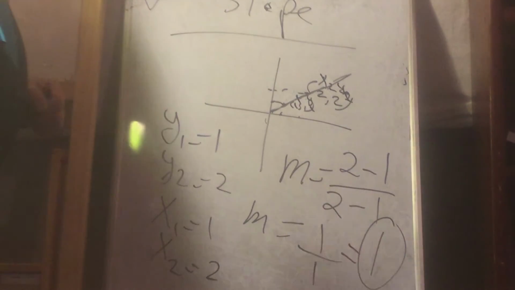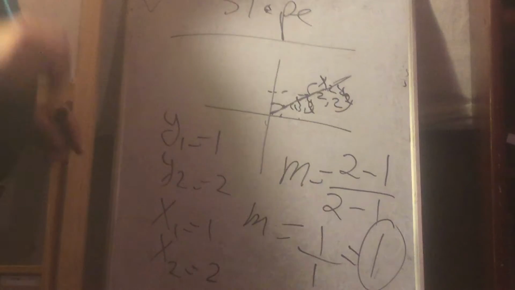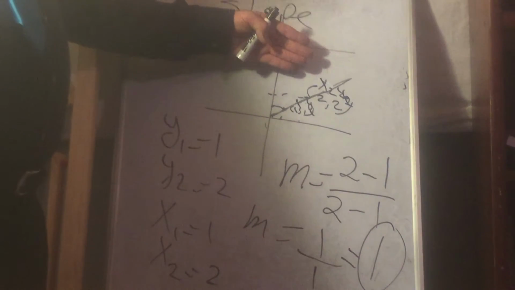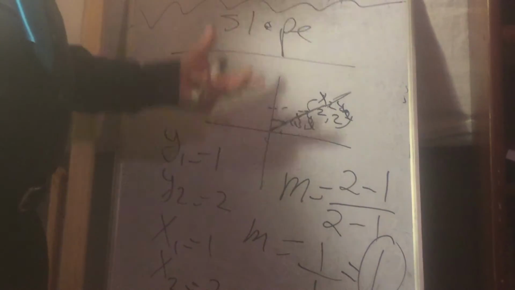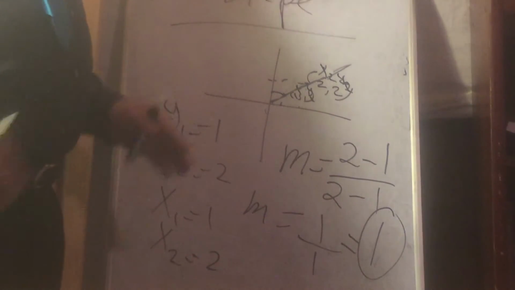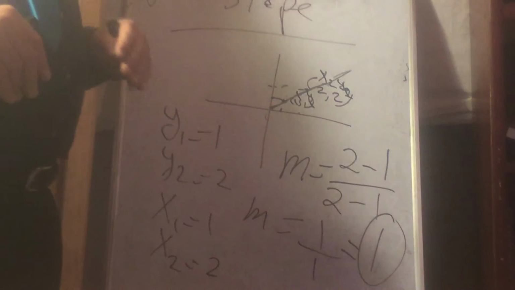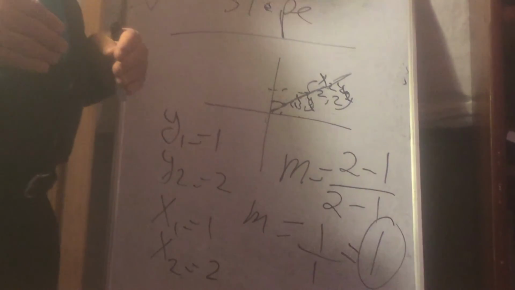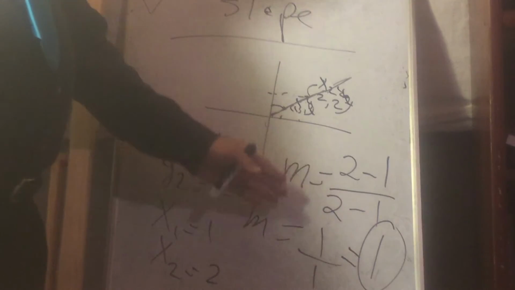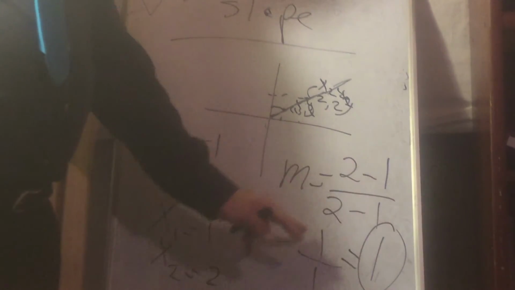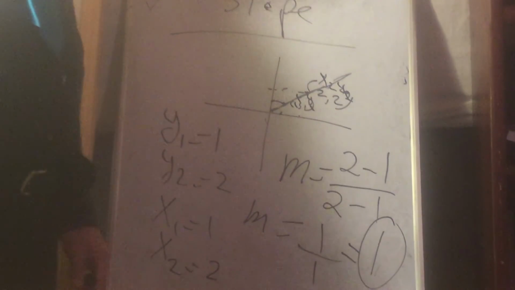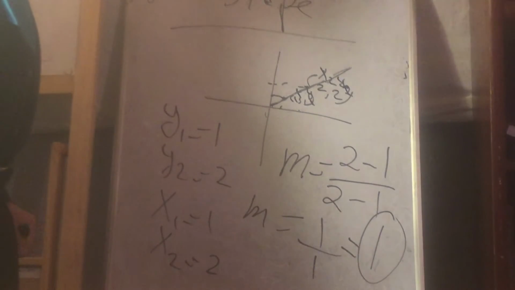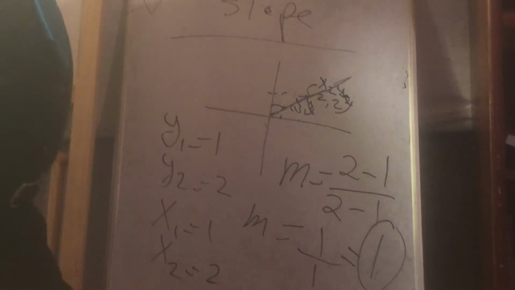Again, we take it step by step. You find out what the points are, you put them in the formula. What is the formula? M equal y2 minus y1, which is the rise, over x2 minus x1, which is the run, and then you simplify. 2 minus 1 over 2 minus 1 makes it 1 over 1, which is equal to 1. Okay, and that is the slope. That's how you define and work with the slope.